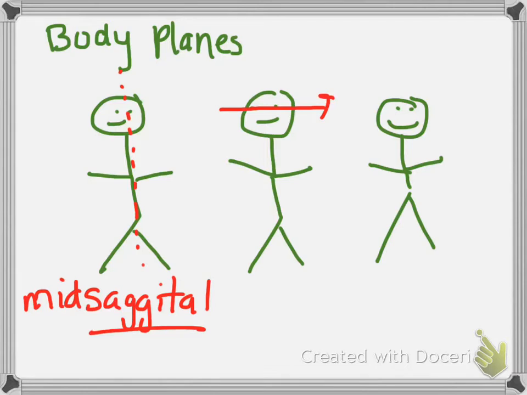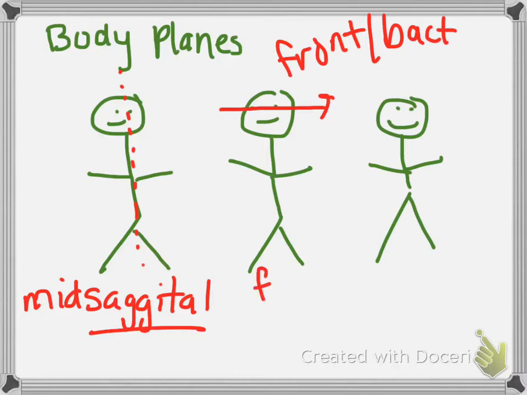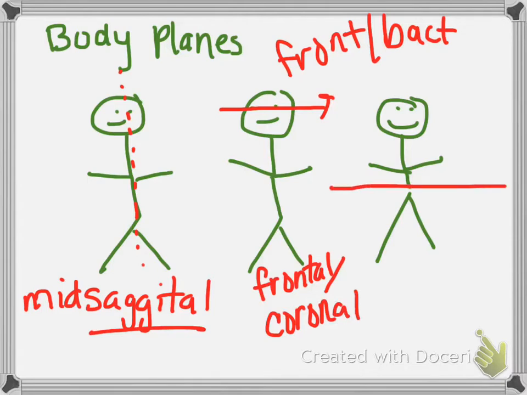So we would be cutting them into front and back. That would be called a frontal cut. And another word for that is coronal. And then finally, if we made a cut like this, we would be making somebody into superior and inferior pieces, and that is called a transverse cut.